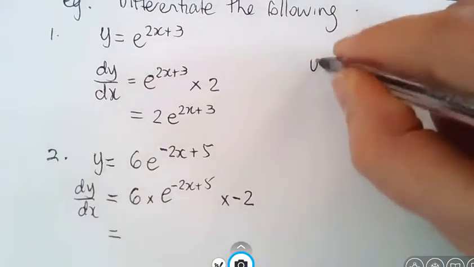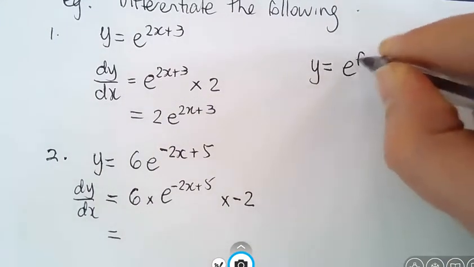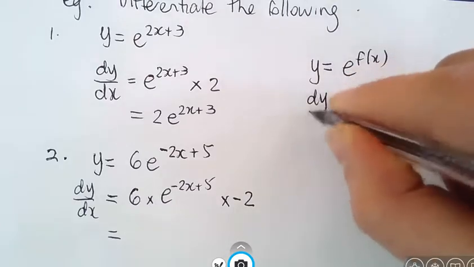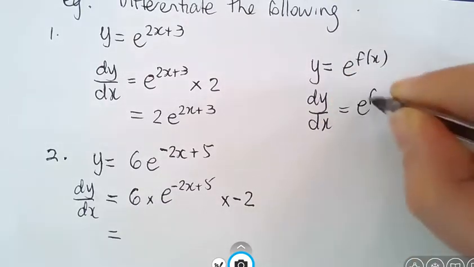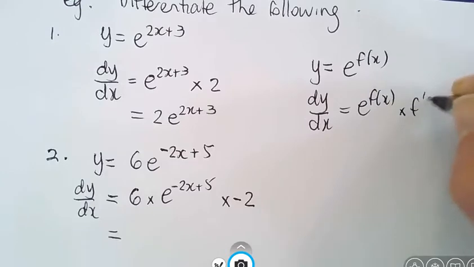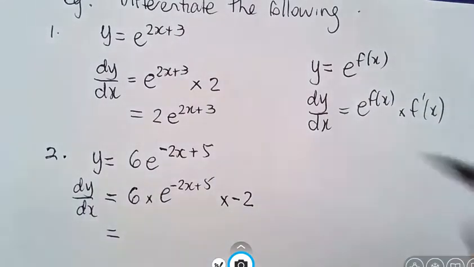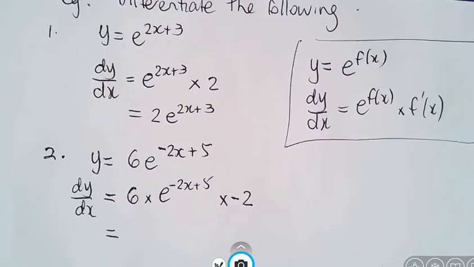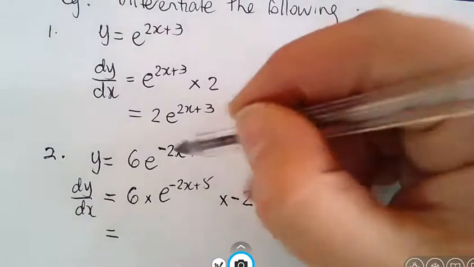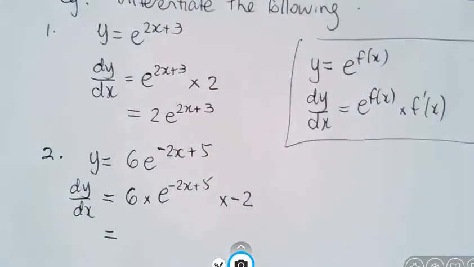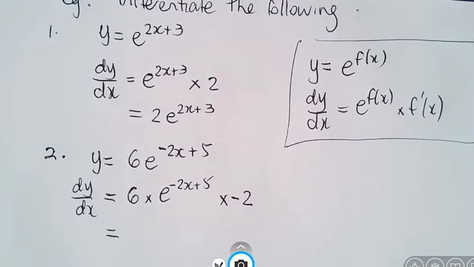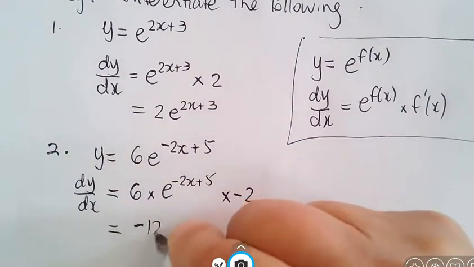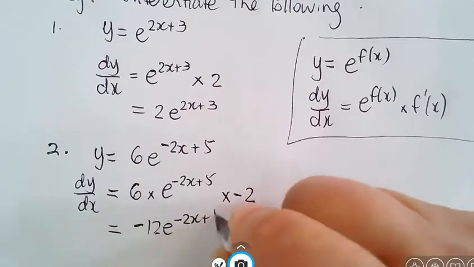Remember, the rule is the following. If y equals e to the function of x, then dy dx is e to the function of x times the derivative. Okay? But they put the derivative out the front. I like to do my rule and then I look up, and if there's a function up there, I need to differentiate it as well. All right? So that would be negative 12e to the negative 2x plus 5.